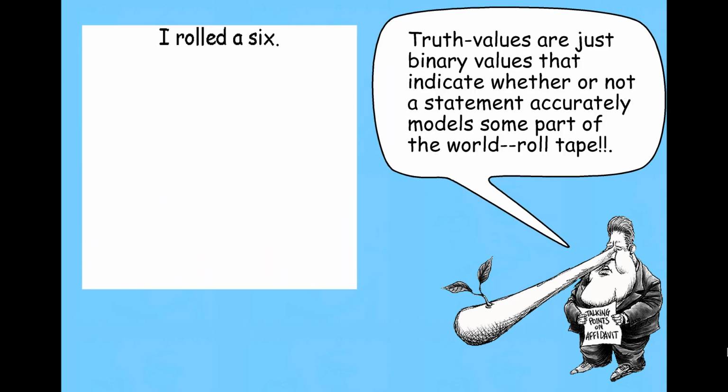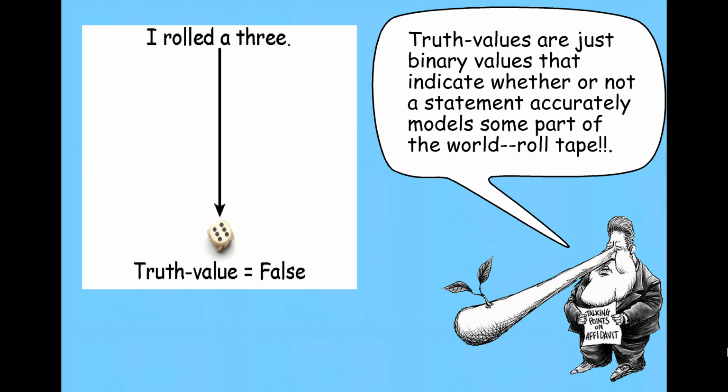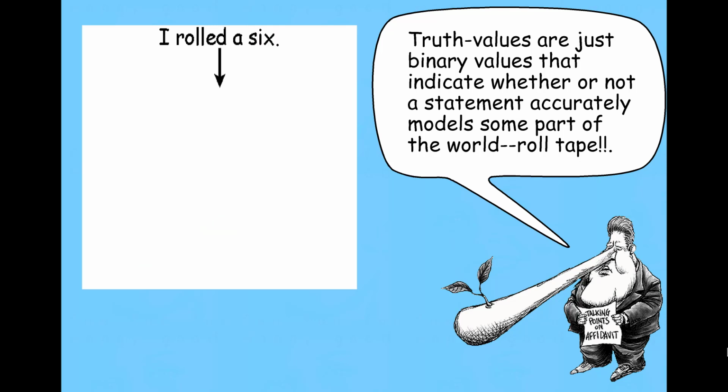Truth values are just binary values in philosophy and logic. They indicate whether or not a statement accurately models some part of the world. So if I say I rolled a 3, and you look down at the face of the die, and it's got 6 dots on it, that statement is false. If I say I rolled a 6, and you look down at the die, and it's got 6 dots on it, that statement is true.